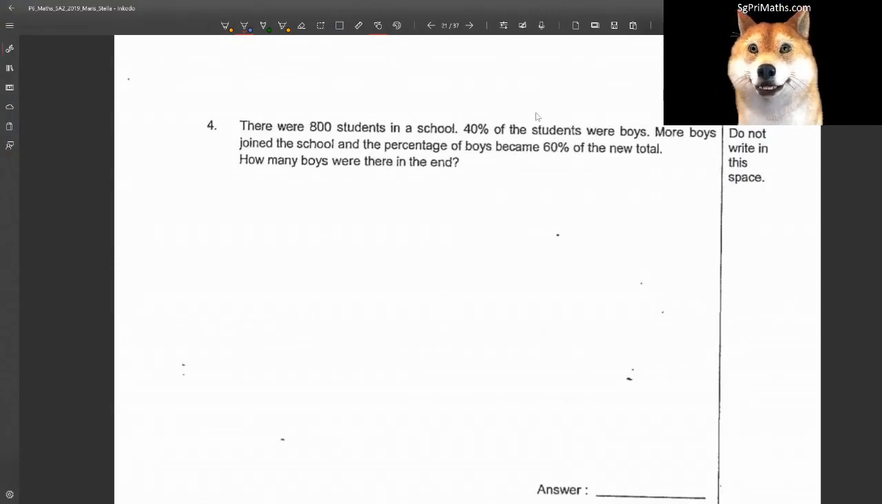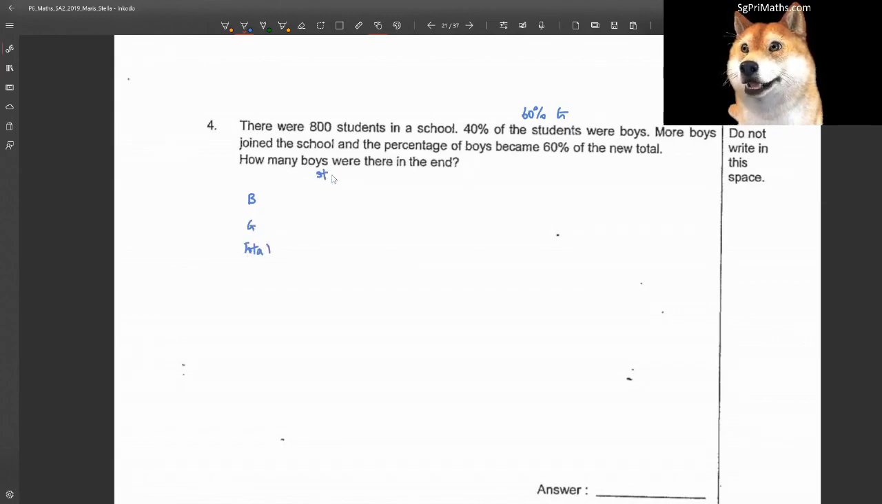There are 800 students in the school. 40% of the students were boys. That means 60% were girls. More boys joined the school and the percentage of boys became 60% of the new total. This means the number of girls remains the same. How many boys were there in the end? So perhaps let's write out the information here. Boys, girls, and total.